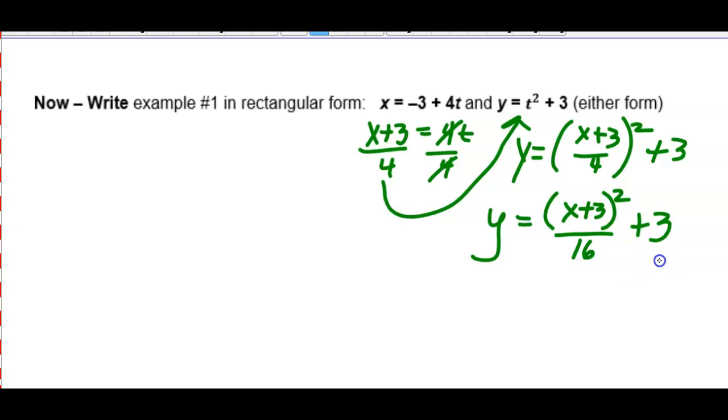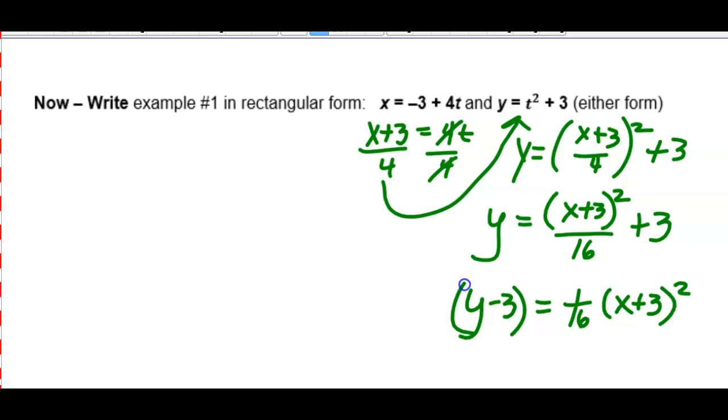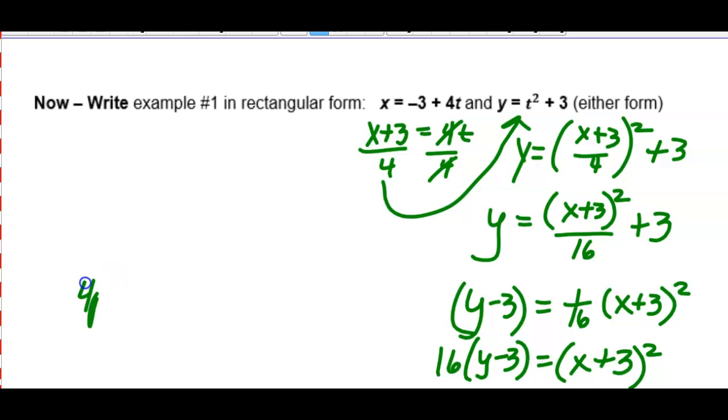And then if you wanted to, you could move the 3 over to the other side. And multiply the 16 onto the other side. And that is in the conic form that we learned, where we have 4p times y minus k equals x minus h quantity squared.